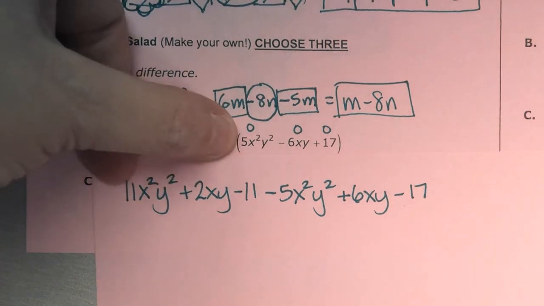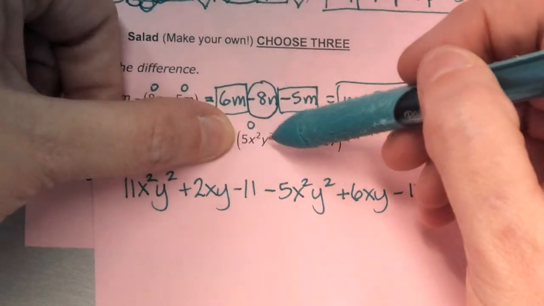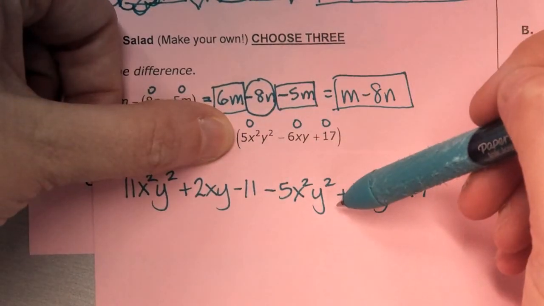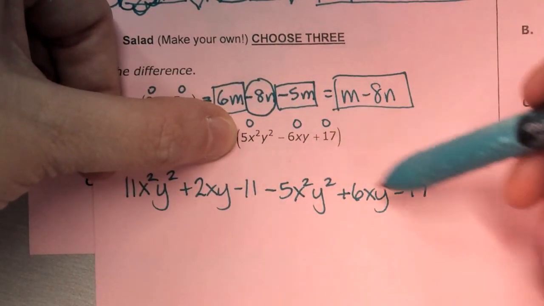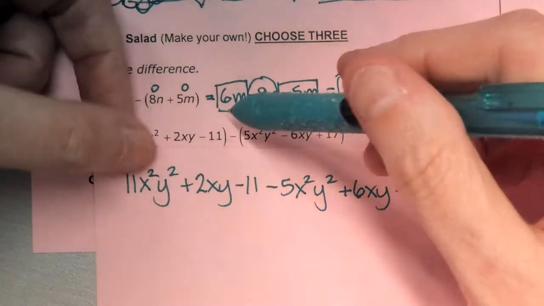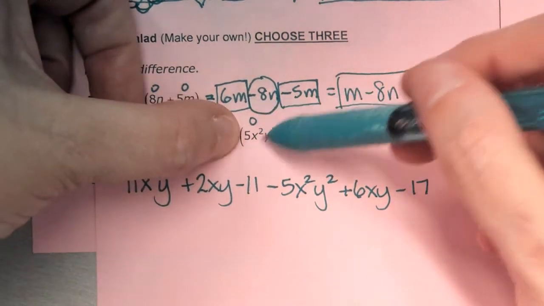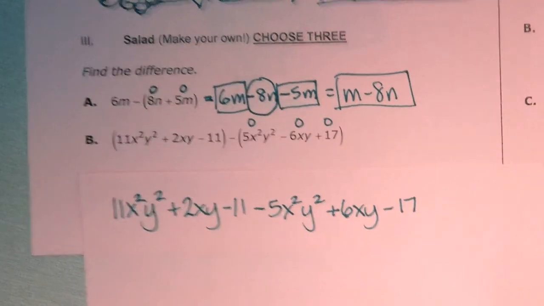When we're finding the opposite, we don't worry about the minus sign, that's what's telling us to find opposites. So the opposite of 5x squared y is negative 5x squared y. The opposite of negative 6xy is positive 6xy. The opposite of 17 is negative 17. So the minus is the reason we're taking the opposite. So now once we deal with that, we're looking at what's inside the parentheses. We're taking the opposite of that.